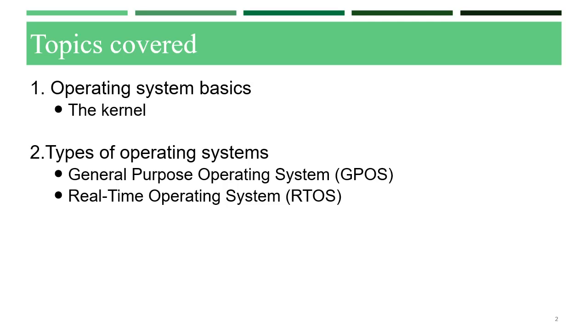Next, we have types of operating systems. In that, first one is general purpose operating system and real-time operating system. We already know about general purpose operating system. We'll concentrate more on real-time operating system, how a real-time operating system plays an important role in embedded systems. We'll know in detail about this.